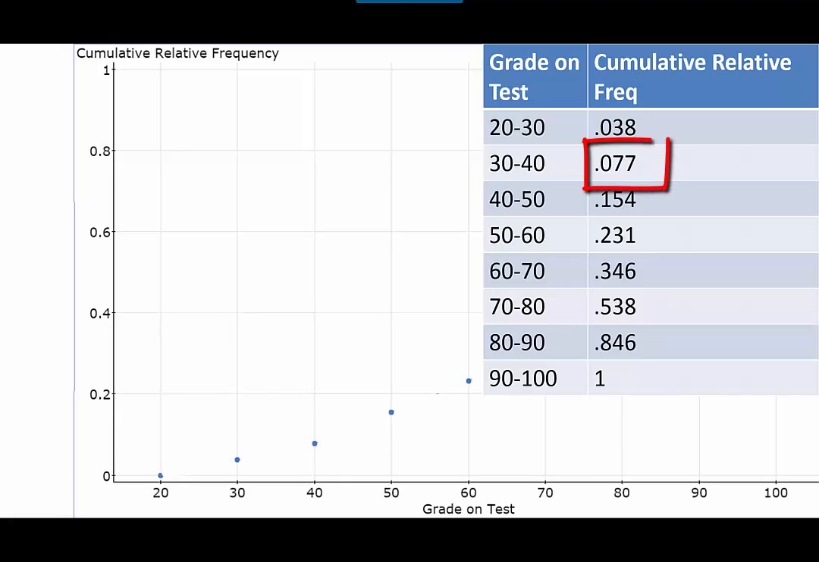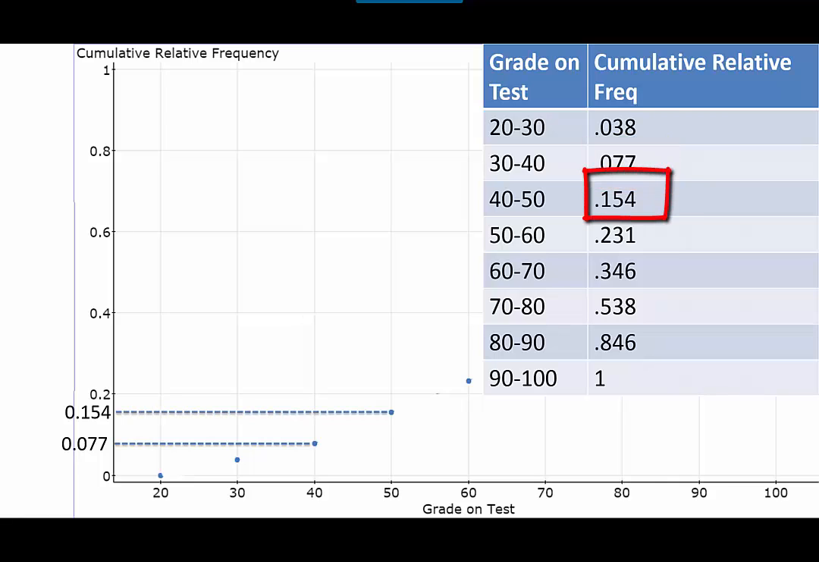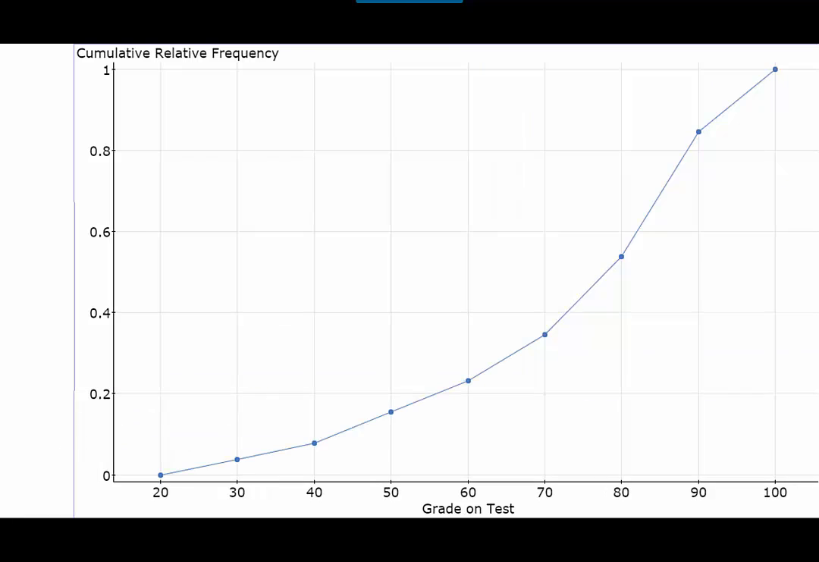We'll continue with the next set of points. We're going to put a value of 0.077 at the value of 40, 0.154 at the value of 50, and 0.231 at the value of 60, and so on. We'll often connect these points with a straight line, and sometimes this will even be smoothed out. It's much more likely that you're going to be using computer software to create this and not do these by hand. It's even more likely that on the AP exam, you'll be asked to make some sort of interpretation when given the cumulative frequency plot or cumulative relative frequency plot.